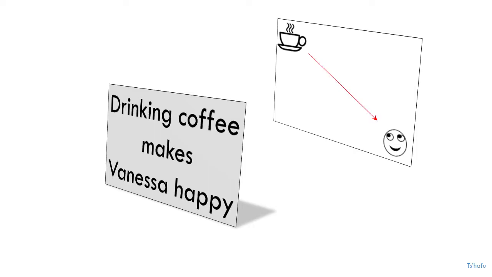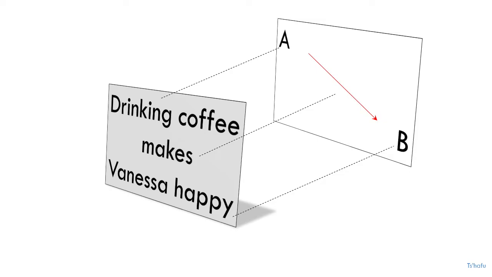And so what we see then is that drinking coffee is represented by the coffee cup, makes is represented by the arrow, and Vanessa is happy represented by the smiley face. And in fact, we can even further abstract it. We don't even need to use a smiley face or a coffee cup. We can just simply call it this, A and B. Point being is that these are just two objects. And so if you look at the logical structure of this thesis, really what it is saying is what? A makes B. A being drinking coffee and B being Vanessa happy.